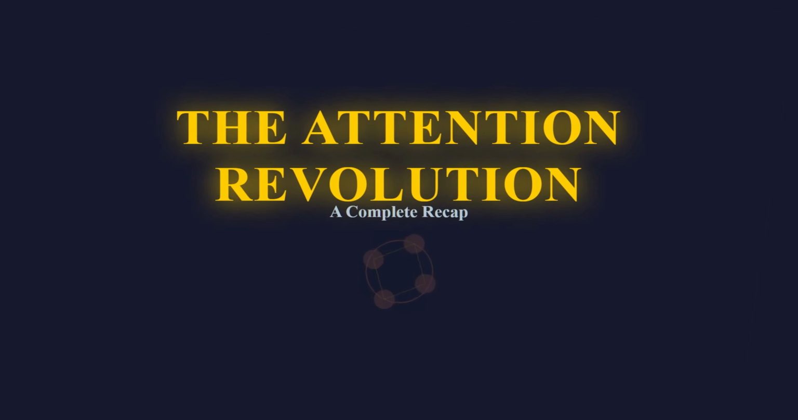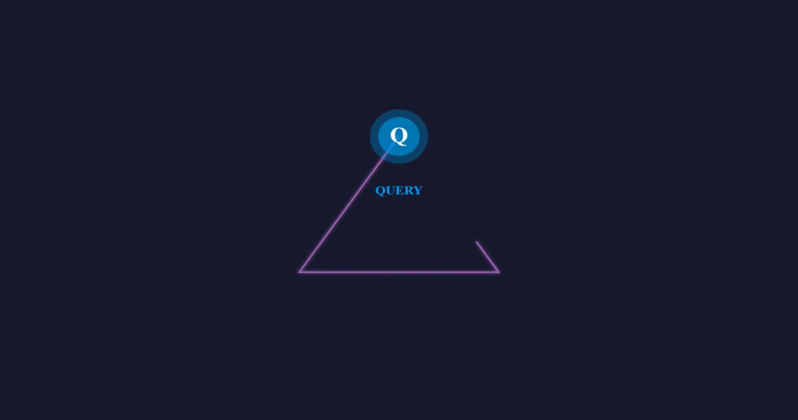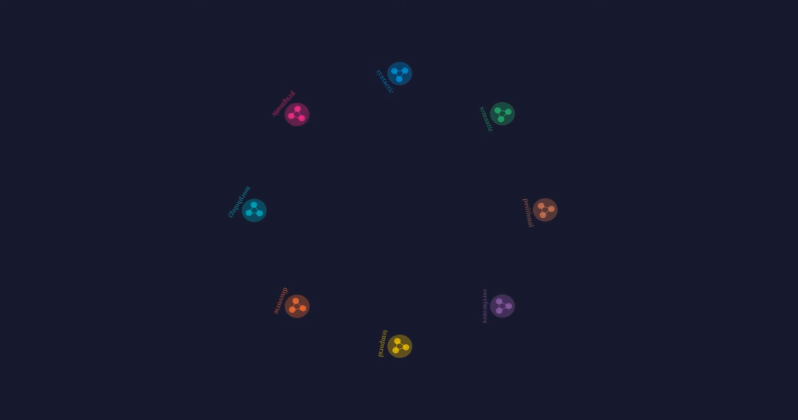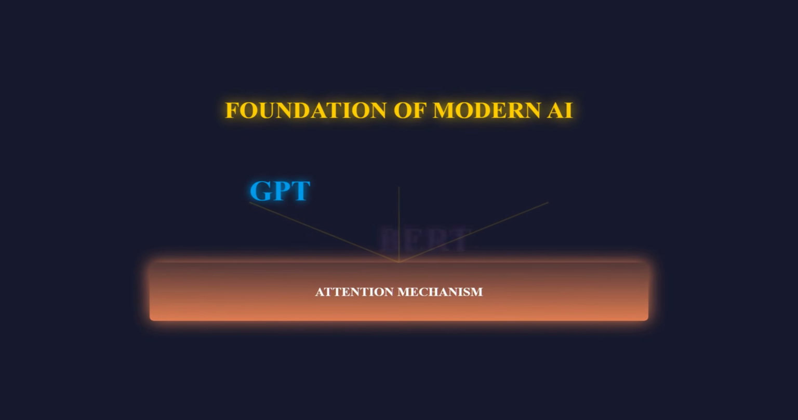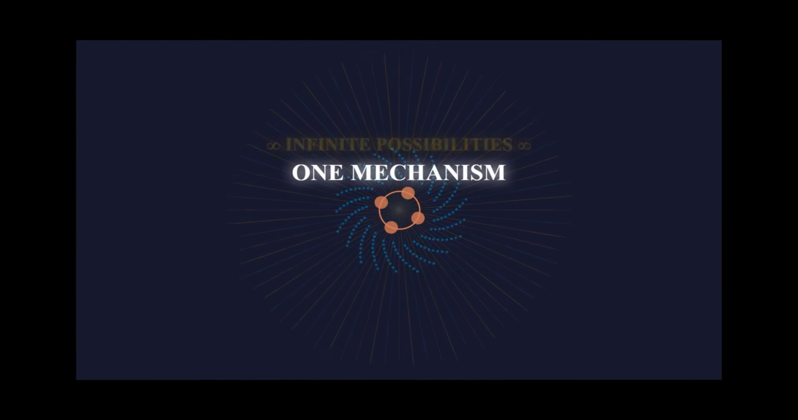Let's recap this revolutionary mechanism. We went from telephone game to conference call. Query, key, value. The Trinity that routes information intelligently. Multiple heads for multiple perspectives. Simple matrix math creating intelligent behavior. This is the foundation of GPT, BERT, and every modern language model. You now understand the key to modern AI. One mechanism, infinite possibilities.